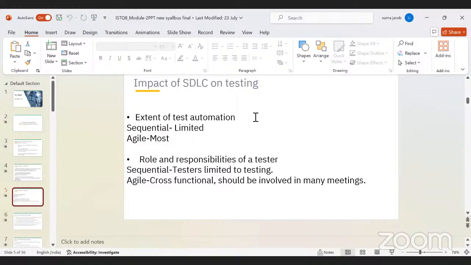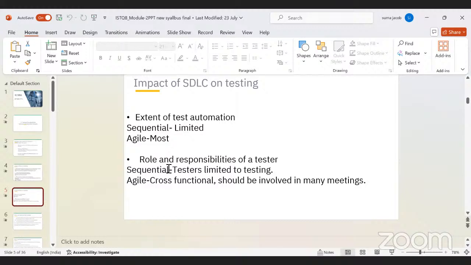So it is not possible that every time we can go and run all the test cases from the previous sprints manually. In such cases, all the priority test cases from the previous sprints, we will be adding up to the regression. So there is a lot of automation happening in Agile, whereas in the sequential development model, the extent of test automation is very limited.